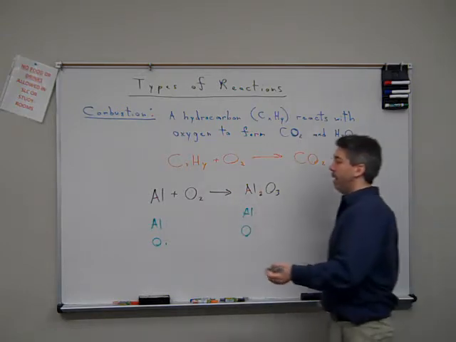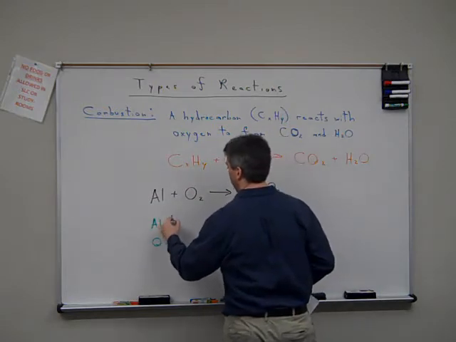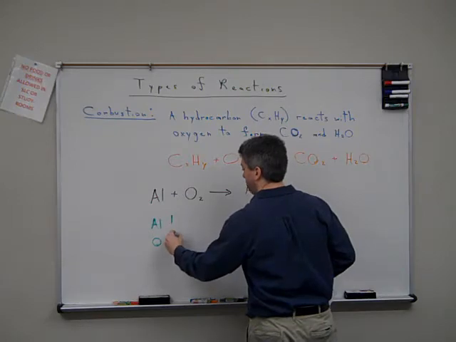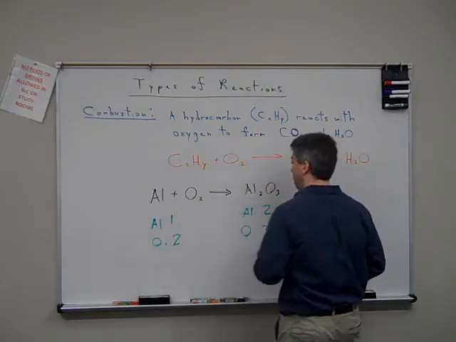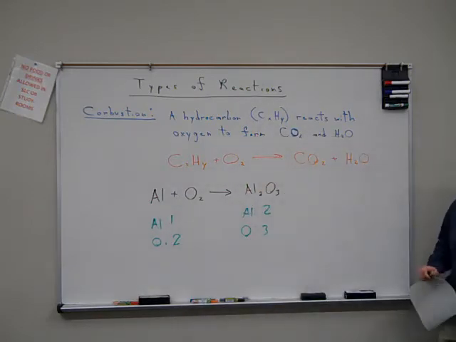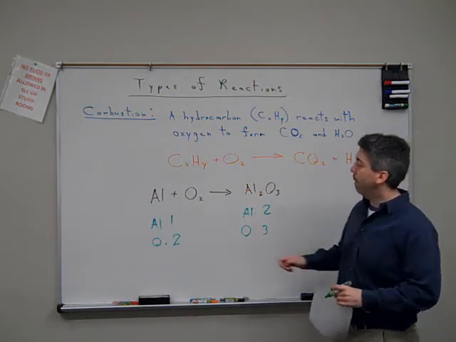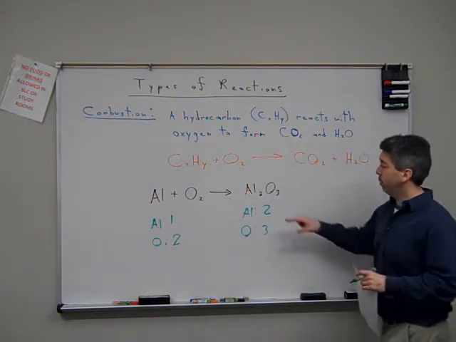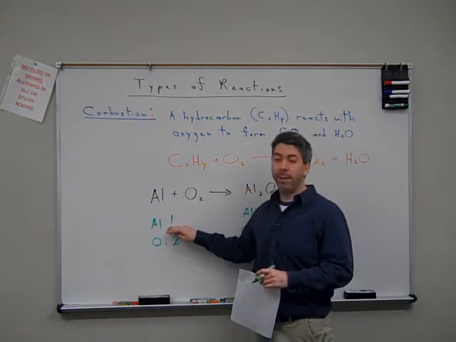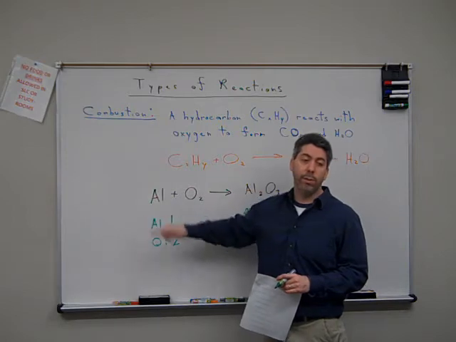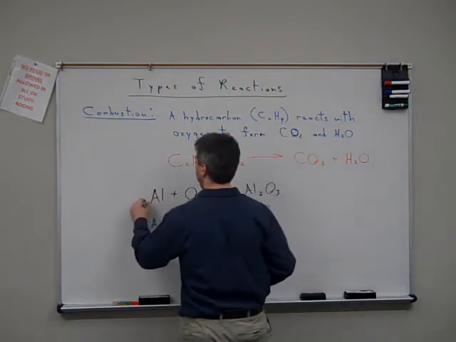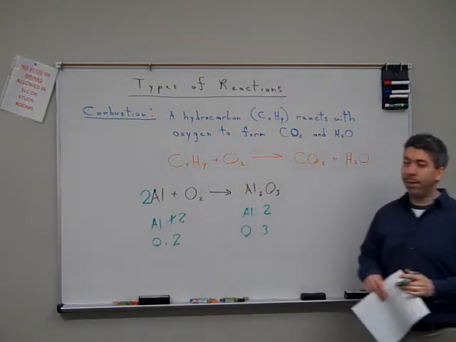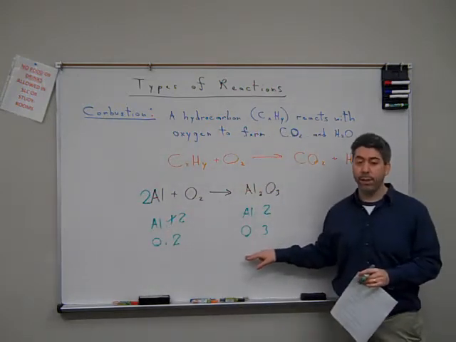So on this side, how many aluminums do we have? 1. On this side? 2. And on this side, how many oxygens? 2. And on this side? 3. Okay. So now if we wanted to, we could balance the aluminums pretty easily. Keep in mind that coefficients are multipliers. They multiply the element in front of them. So if there's 2 aluminums here, and I want to make this the same, what do I have to do? Go to 2, right? 2 times 1 is 2. But now I have a little problem. I have 2 oxygens on one side and 3 on the other.